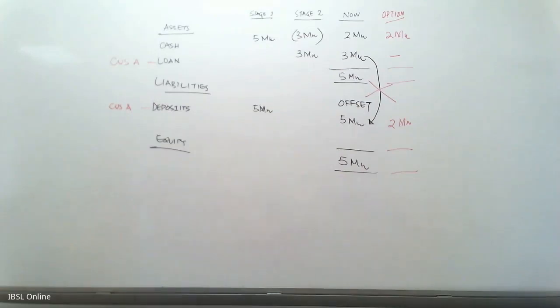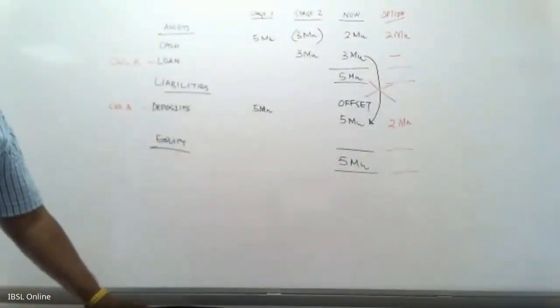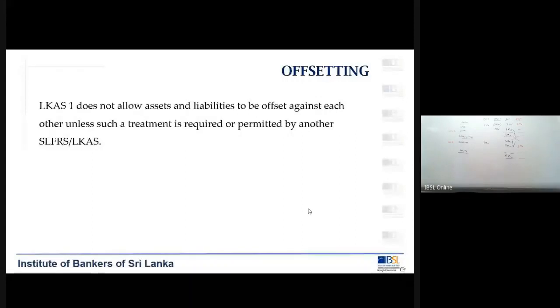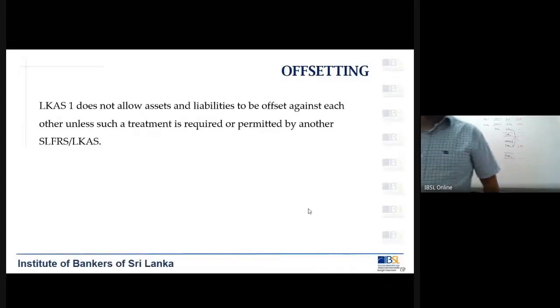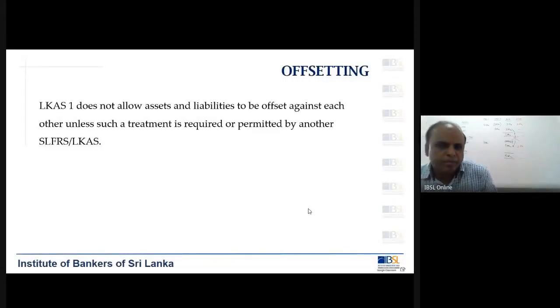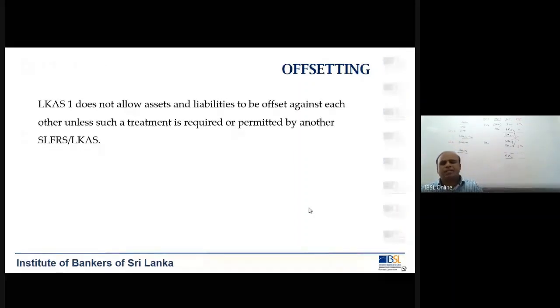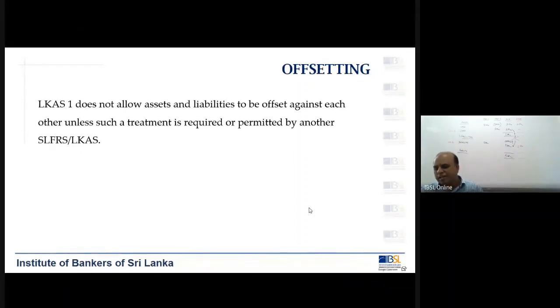Now with that idea, look at this. What does it say? LKS1 does not allow assets and liabilities to be offset against each other unless such a treatment is required or permitted by another SLFRS. So LKS1 does not permit you to do it unless some other accounting standard allows you to do it. Okay, the same example that I showed you.